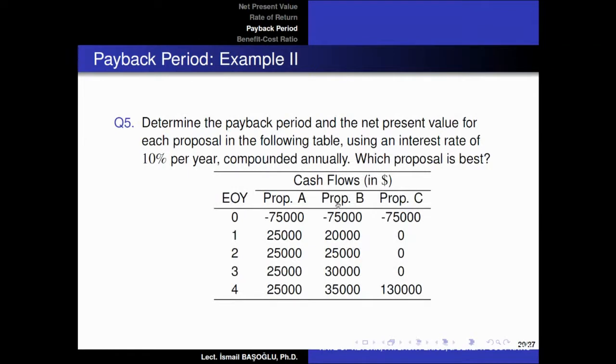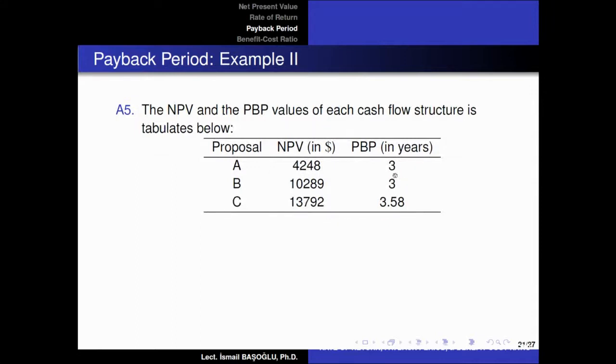The payback for the second proposal: we need to check the cumulative cash flows. So we have minus 75 in the first year, at time 0. At the end of the first year, 20,000 of this amount will be recovered, but there will still be 55,000 remaining. And then we have 25 more, which means the recovered amount will increase to $45,000. And exactly at the third year, all of the 75,000 will be covered. Okay, so the payback period of the second proposal is also 3 years.